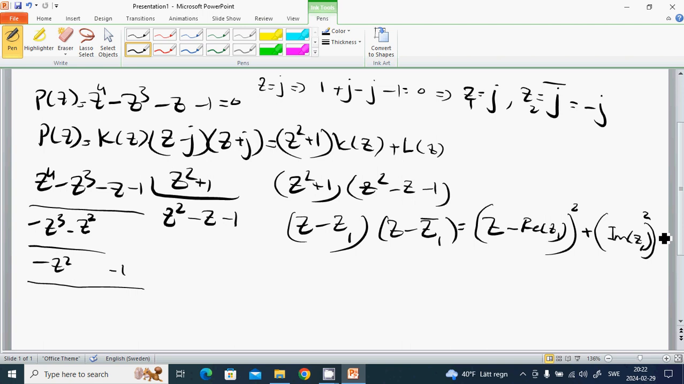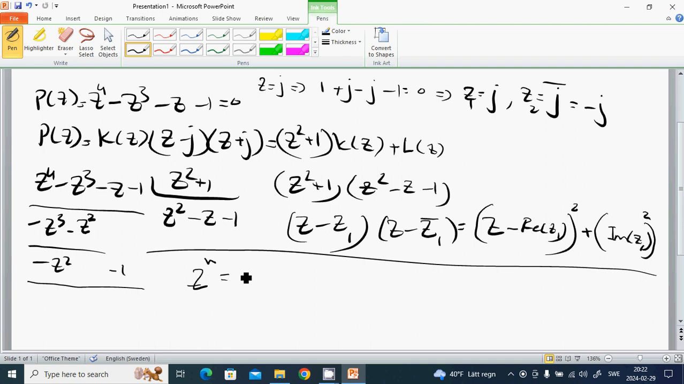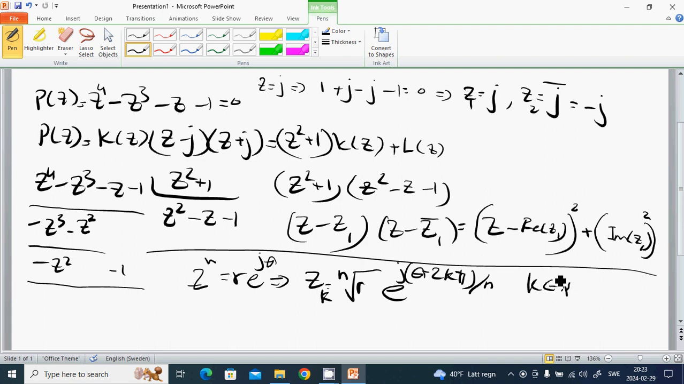Now we have the functions. We are going to go through the function. In another equation again, function zeta n is r e^(j theta), then zeta index k is the nth root of r e^(j (theta plus 2k pi) divided by n), and k is a natural number.